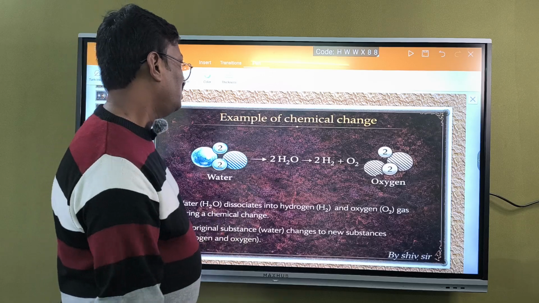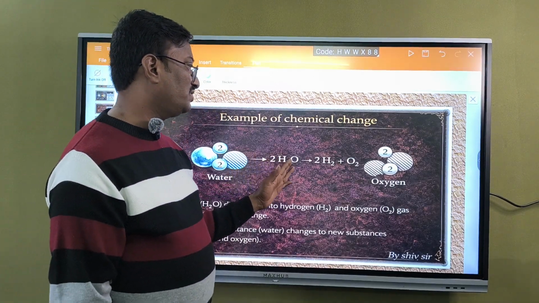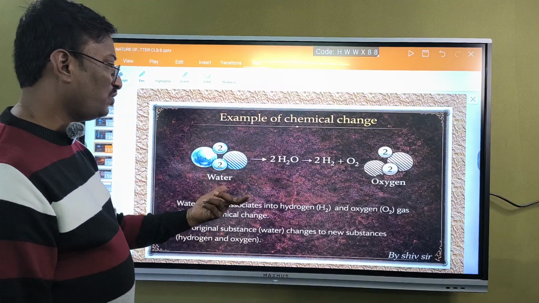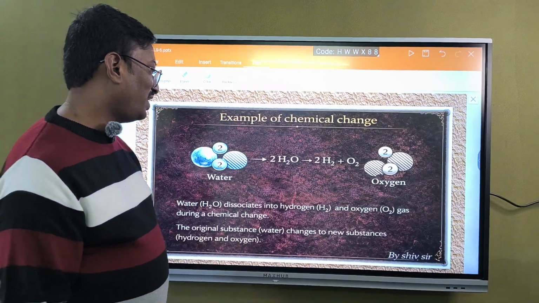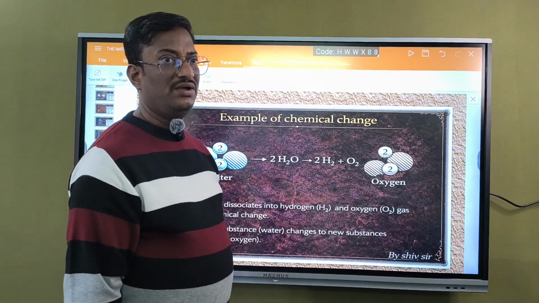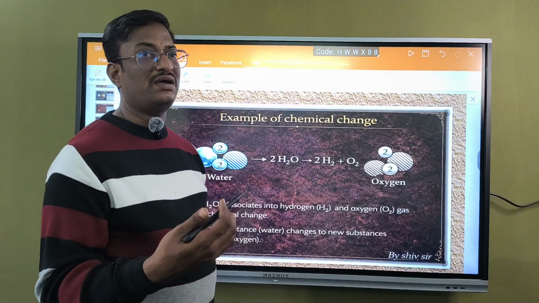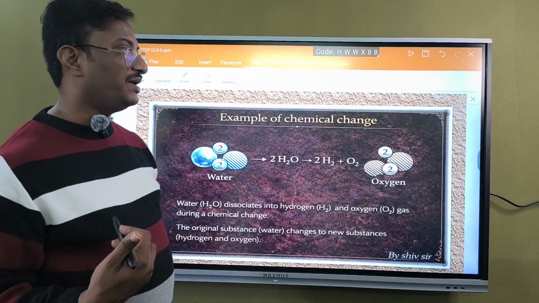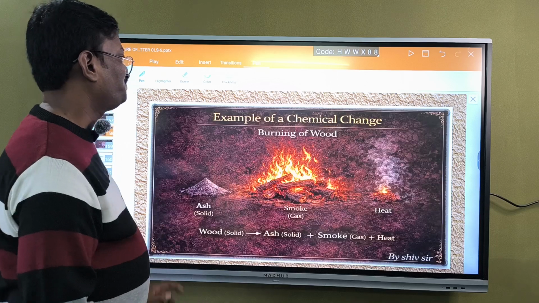Next, water. Examples of chemical change. Water gets converted into hydrogen and oxygen. It dissociates, it splits into hydrogen and oxygen during a chemical change. The original substance water changes to new substances hydrogen and oxygen. Once hydrogen and oxygen are formed, we cannot get H2O, water, back. This is what we call a chemical change.